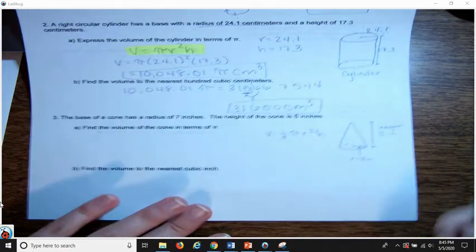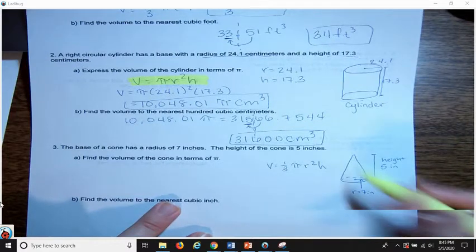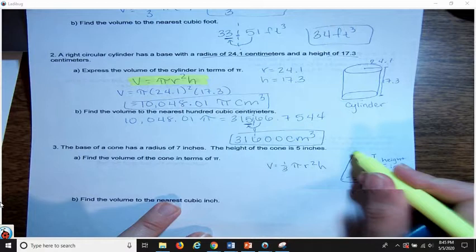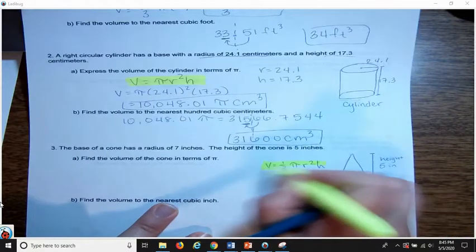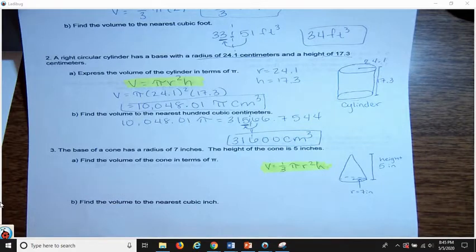Cylinder, except it's multiplied by a factor of a third because you're shaving off these pieces here. And there's a mathematical way to show how to get that, but we're not going to go into that detail right now. So this is the volume for a cone that you will need to remember. So first it wants us to just find the volume of the cone in terms of pi.